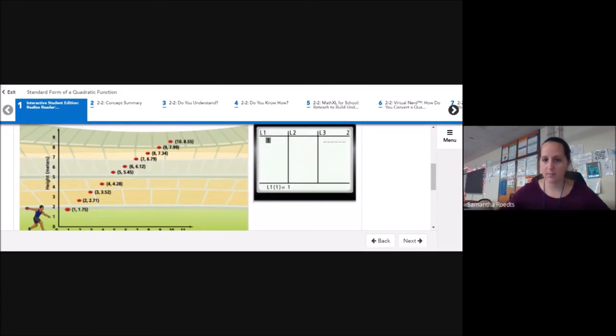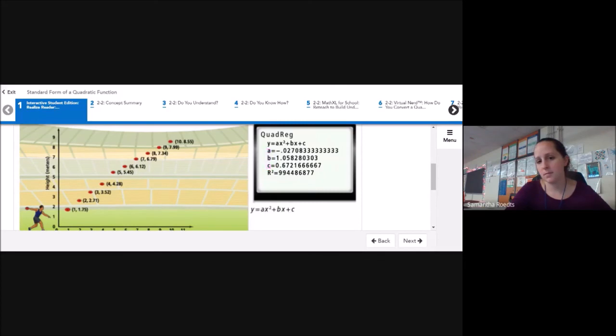Enter the coordinates of all of the points into the table. Then find the regression features in the calculator's menu. Since a quadratic model is needed, choose quadratic regression. You can write the regression model using the values from the calculator. You take A, B, and C and put them in a quadratic equation.